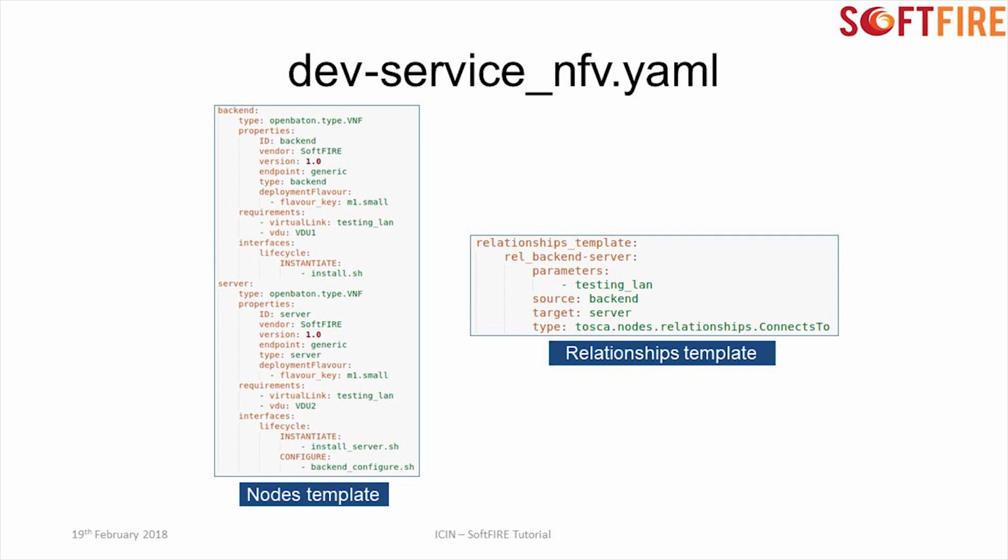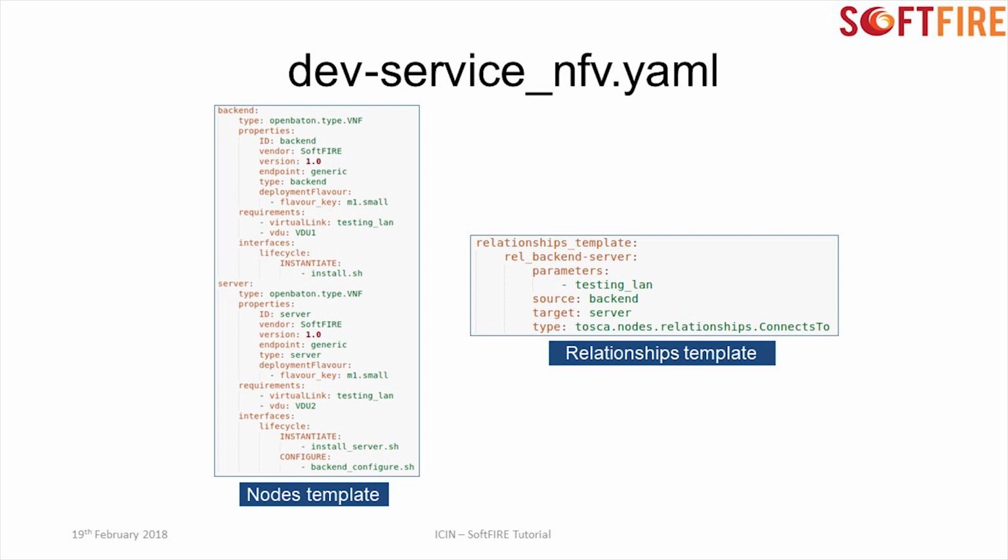We have defined some property for both the backend and the front end. We can see that we have specified the network used by this virtual machine, and that for the front-end server we have requested a floating IP. Instead, for the backend we have only requested a local IP.